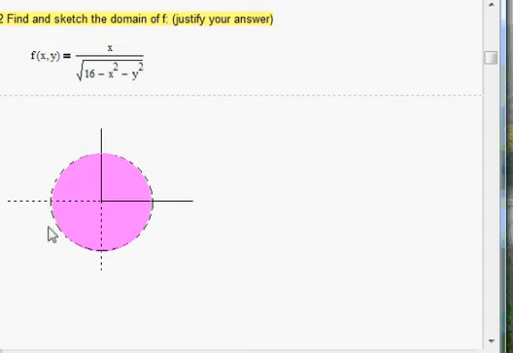I drew the circle as if it had a dotted line because the border of the circle where x squared plus y squared equals 16 would cause the denominator to equal 0, and that's not allowed. So it's this, I guess we would call it an open circle. It's not a closed circle. A closed circle would include the border. So the domain is this open circle. And so there it is sketched.